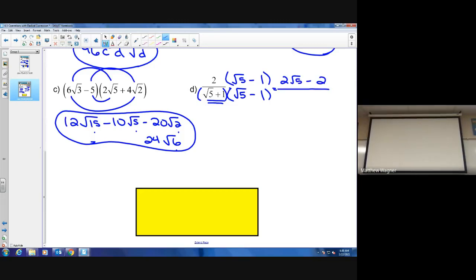On the bottom, then we can FOIL. Okay? When we FOIL, we wind up with 5 plus the square root of 5 minus the square root of 5 minus 1. Notice those cancel, which is perfect. That's exactly what we wanted. That's exactly what we did with complex numbers as well. 5 minus 1 is 4. And then you just simplify. I could take a 2 out of each of those. So I have square root of 5 minus 1 over 2. You can leave your answer like that, or you can break it up into 2 separate parts.